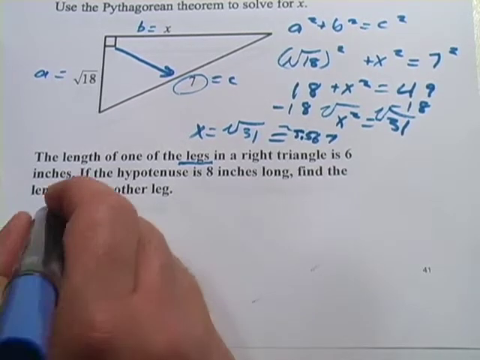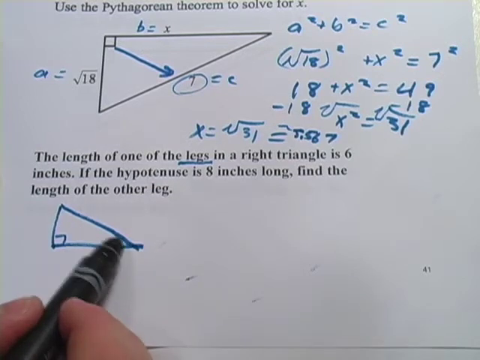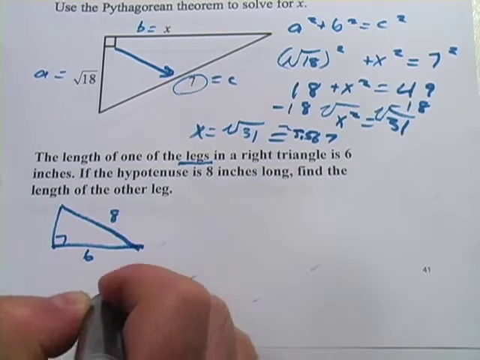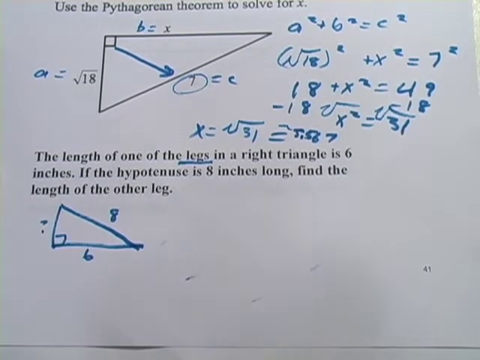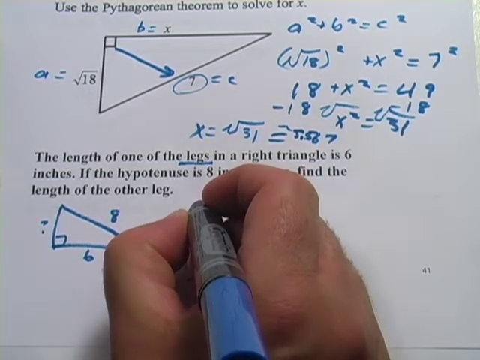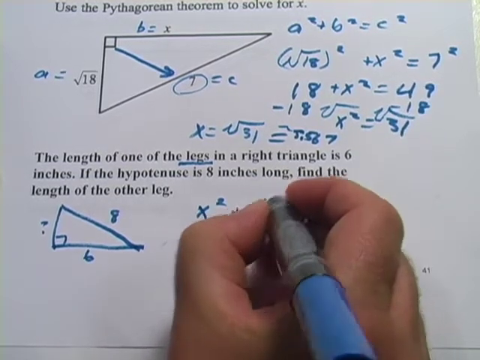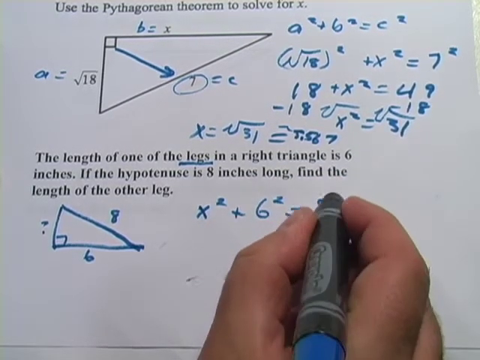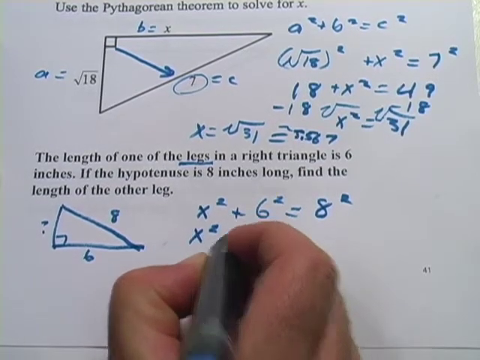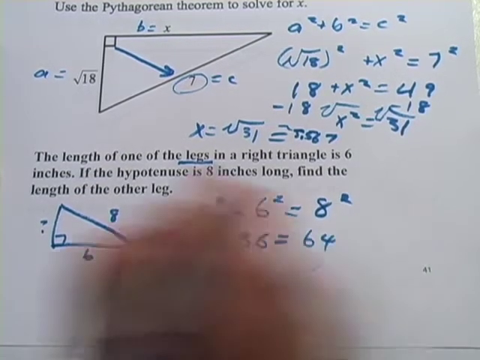So just so as not to get confused, I like to draw a picture. So there's my right angle. Here's my hypotenuse. They say that's 8 inches. One of the legs is 6 inches, and we're going to find that guy. So here's A, B, and C, and I'm going to plug it into my formula. A squared, let's call that x squared, plus b squared, b is 6 squared, equals c squared, which is 8 squared. So x squared plus 36 equals 64.